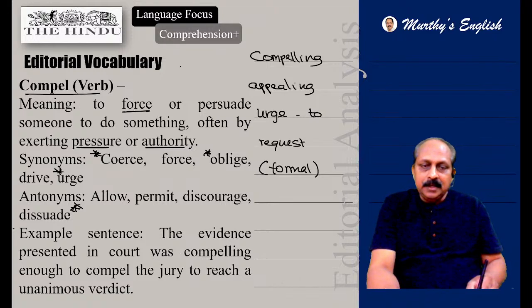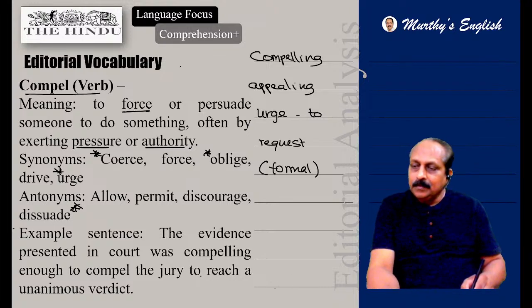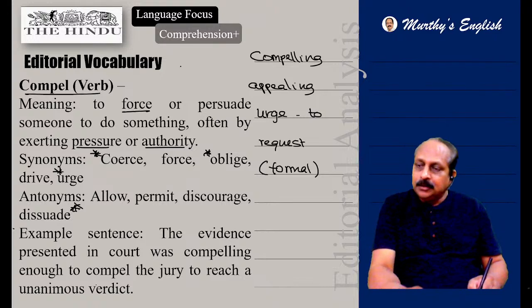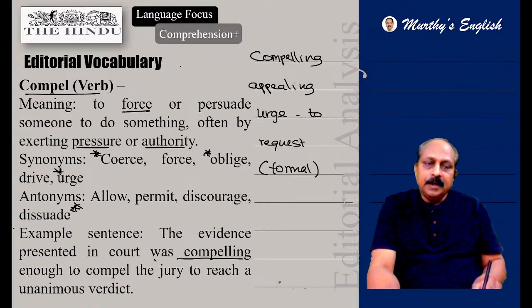The evidence presented in court was compelling enough to compel the jury to reach a unanimous verdict. Here, a unanimous verdict, an important expression you have to remember. Plea also you can write, very good. Here, compelling enough, appealing enough, to compel, to force. See how the two words have been used here. Compelling enough. Enough is an important word. Here it is an adverb. And compel, to force.